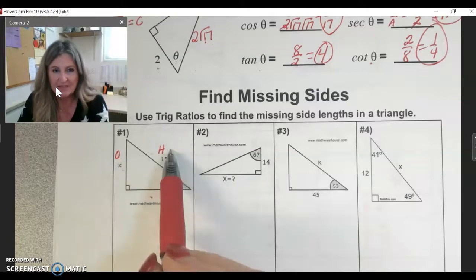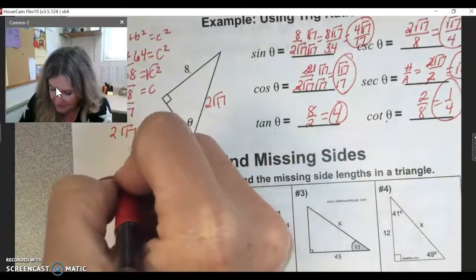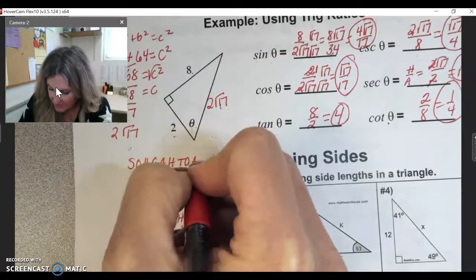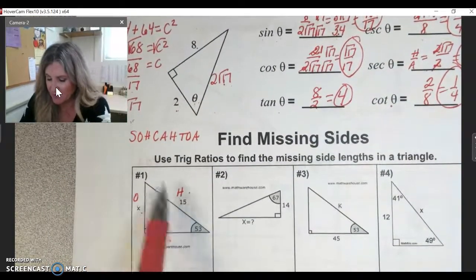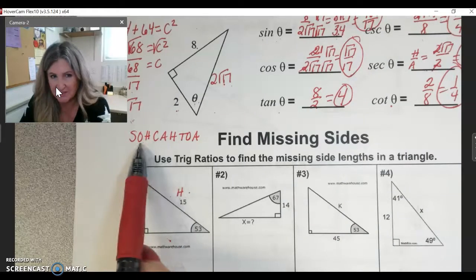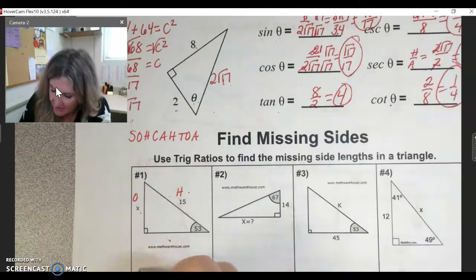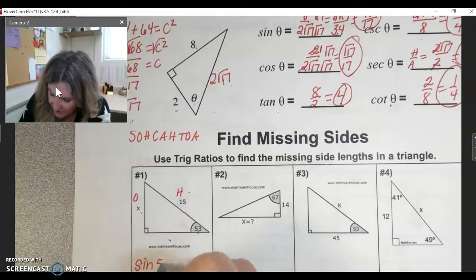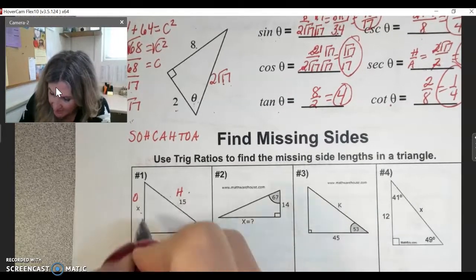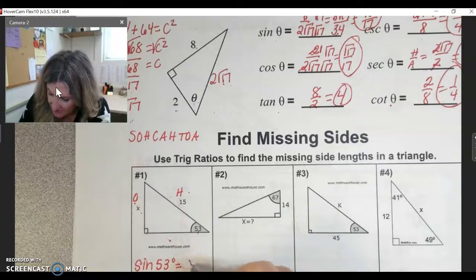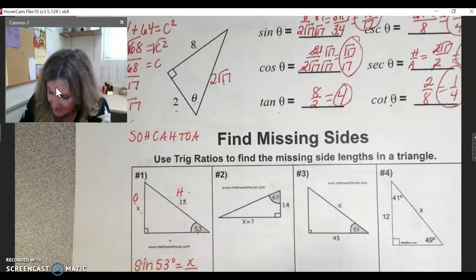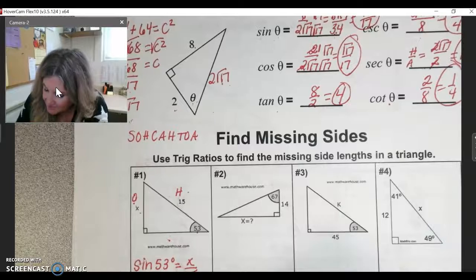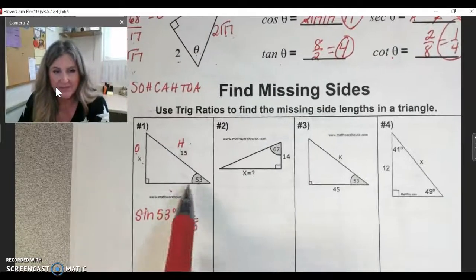So if I'm using opposite and hypotenuse, I look back at this SOHCAHTOA and look through there and look at which one uses O and H. See how it's sine? So here's the way I set it up. It's going to have to go the sine of our angle, which is 53, equals the opposite, which is x, over the hypotenuse, which is that 15? Yeah, 15. Okay, so that's the way we set it up.